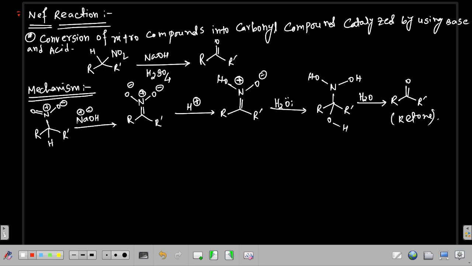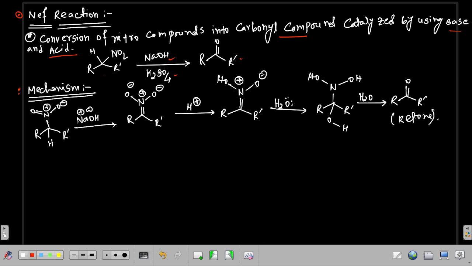Next is the Nef reaction. This is a conversion of a nitro compound into a carbonyl compound, which is catalyzed by using base and acid. So this is a nitro compound, in presence of base and acid. It leads to the formation of a ketone or aldehyde. Now we will see the mechanism of this reaction.